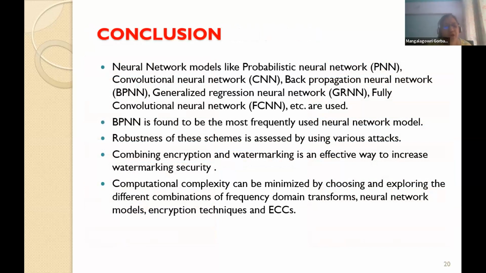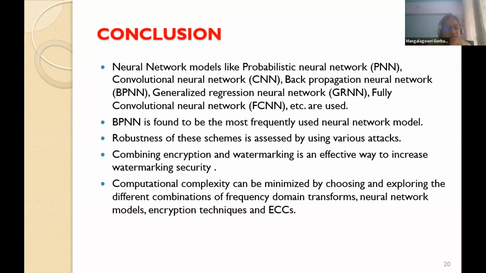Coming to the conclusion, different models of neural networks have their advantages and disadvantages. Several papers are using neural network models like probabilistic neural network, convolutional neural network, backpropagation neural network, generalized regression neural network, and so on. However, the backpropagation neural network is found to be the most frequently used neural network model for the image watermarking process because of its competency in good nonlinear approximation.